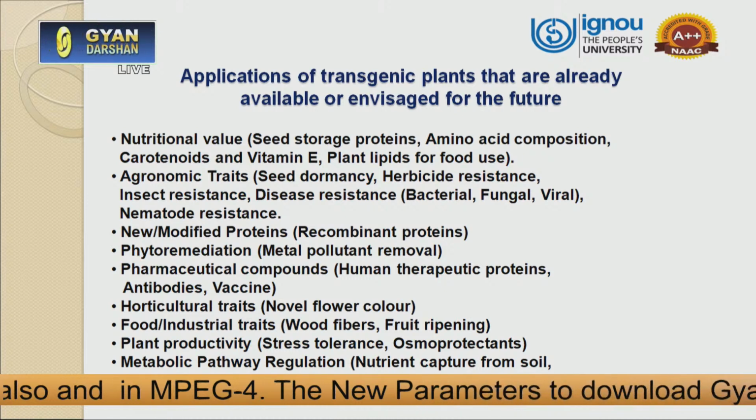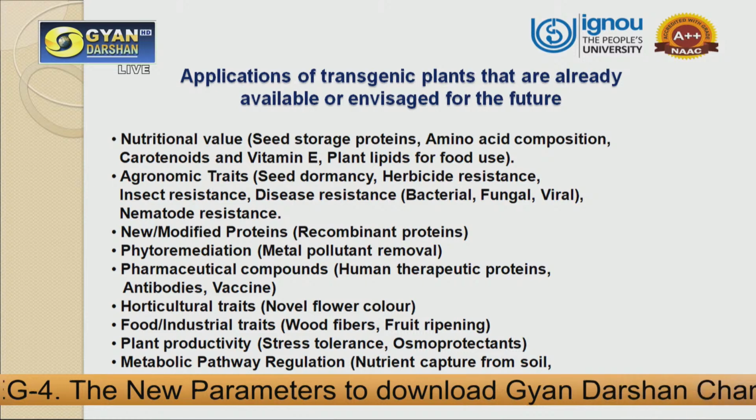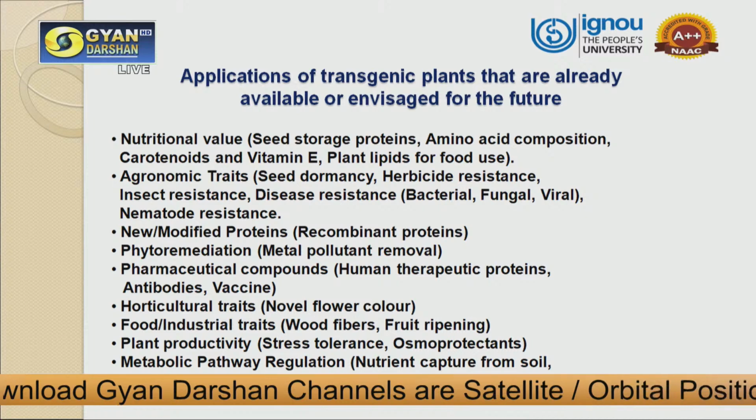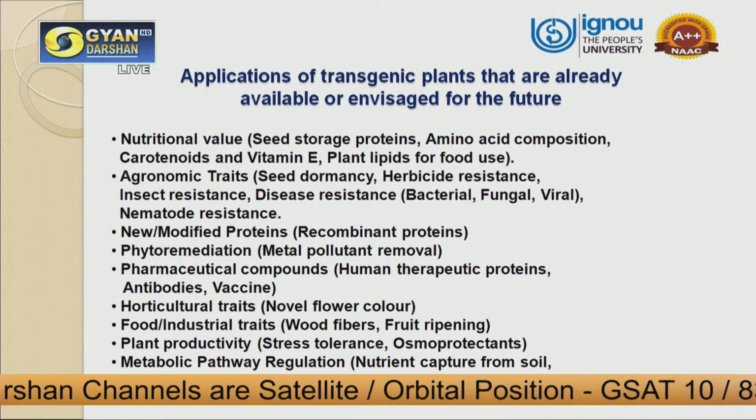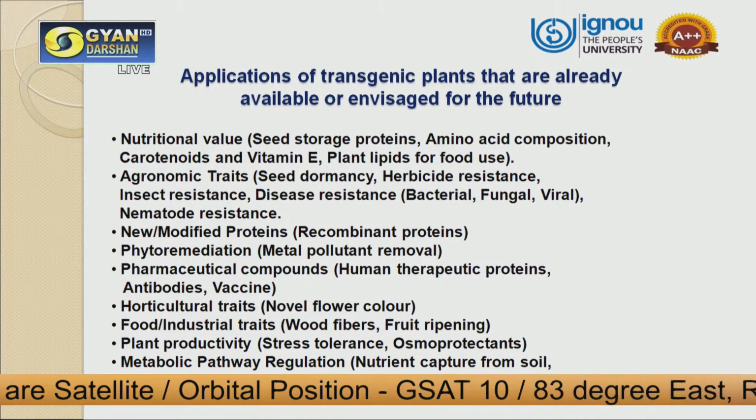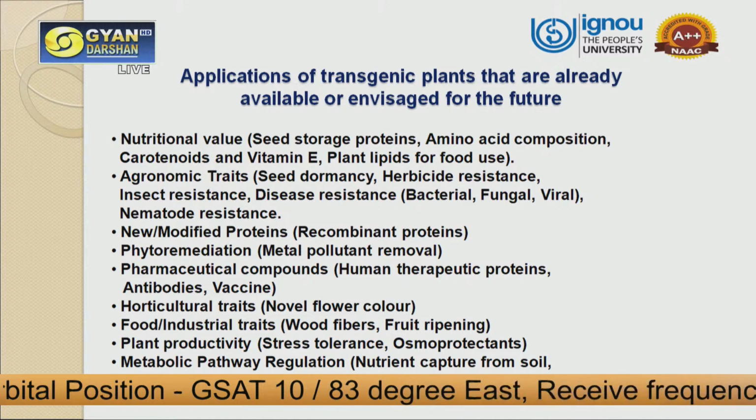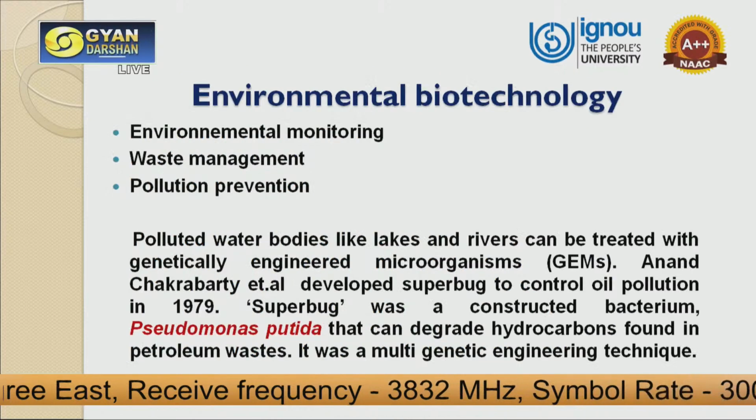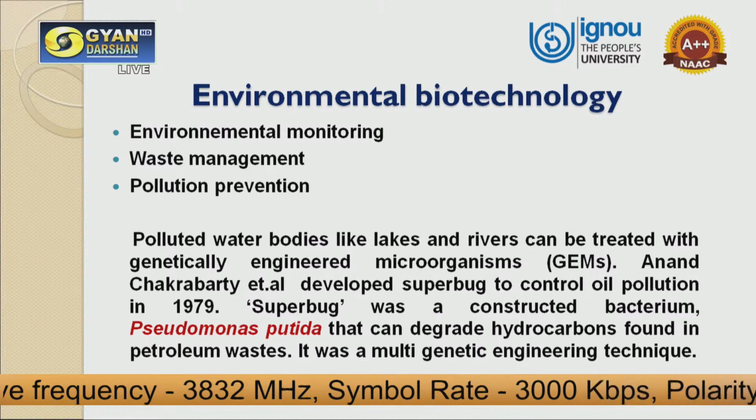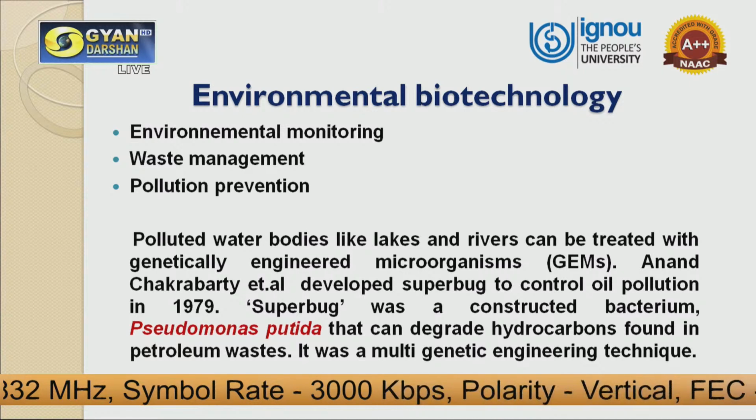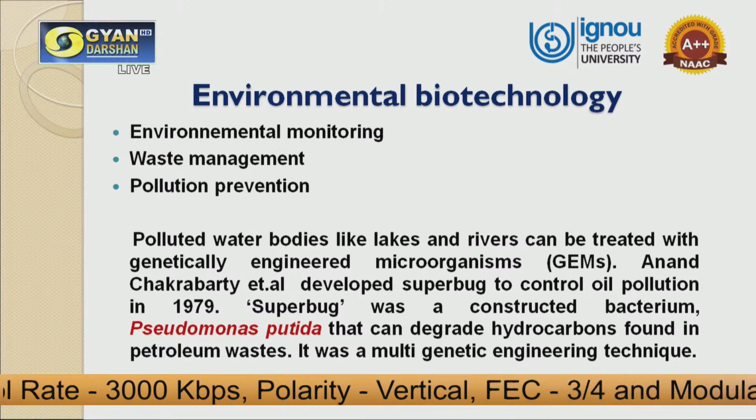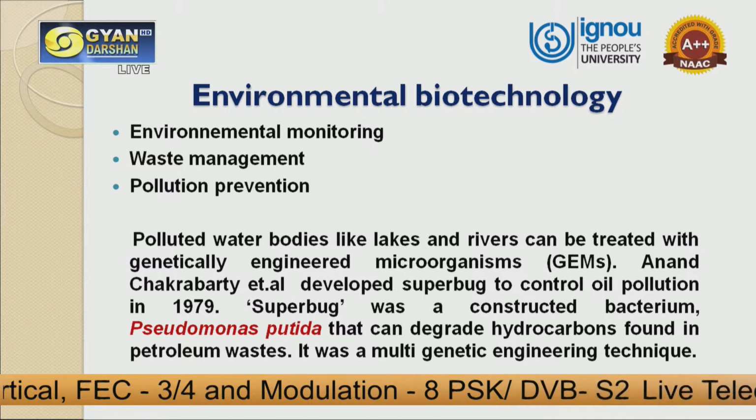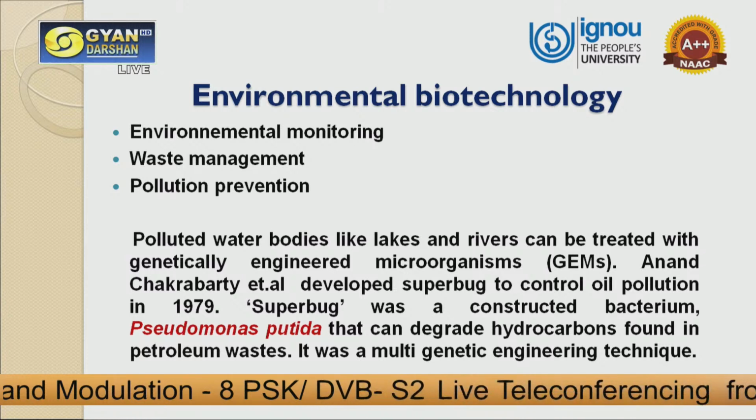Then plant productivity, as discussed earlier, like stress tolerance, both biotic and abiotic, can be achieved. Metabolic pathways can be regulated, for example nutrient capture from soil, carbohydrate enhancement, or formation of novel oils. Essential oils can be achieved by this transgenic approach. Coming to environmental biotechnology, as the term itself says, it is the biotechnology which applies its role in environmental monitoring, waste management, and pollution prevention. These all can be covered under environmental biotechnology.